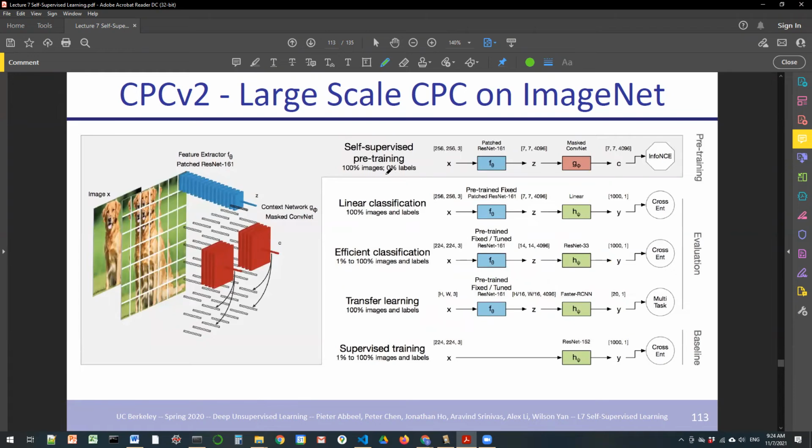The basic pipeline of self-supervised learning is 100% of the images and 0% labels, right? There are no labels in self-supervised training. We start with 256x256 images, use a ResNet-161 network, then go through it, put a masked ConvNet on top, and then use the InfoNCE loss that I talked about. And this is the whole pre-training task.